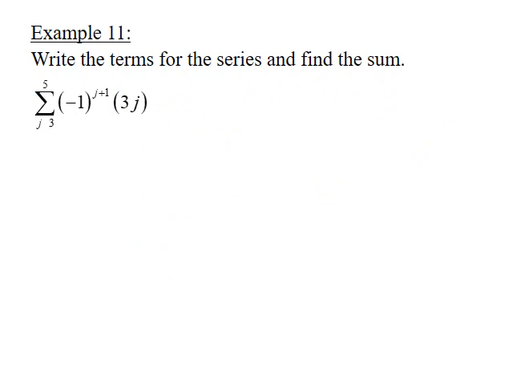Here's another one. So basically, anywhere you see a j, you will start with 3 in this case. So we are interested in the third term, fourth term, and fifth term. So negative 1 to the 3 plus 1 times 3 times 3.